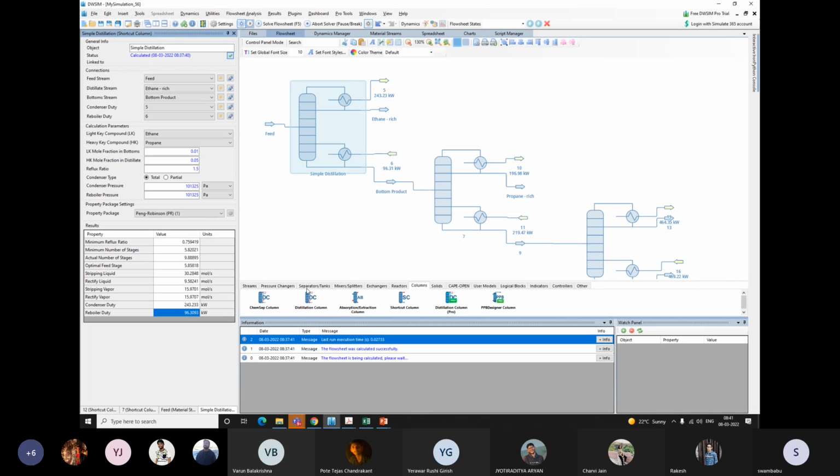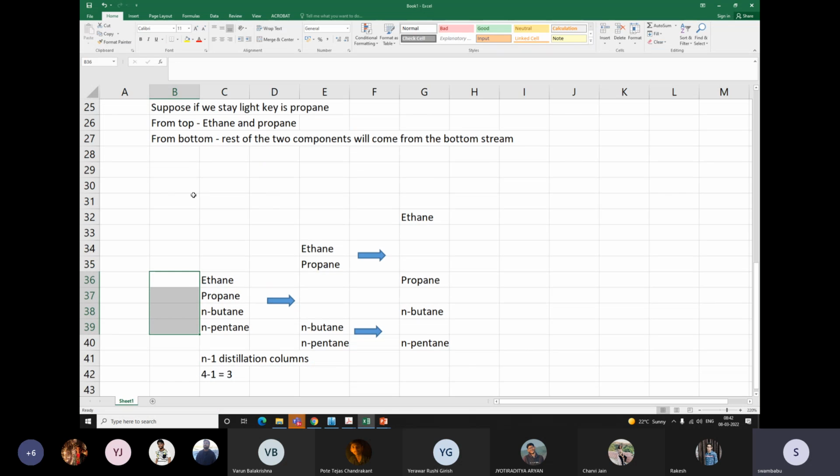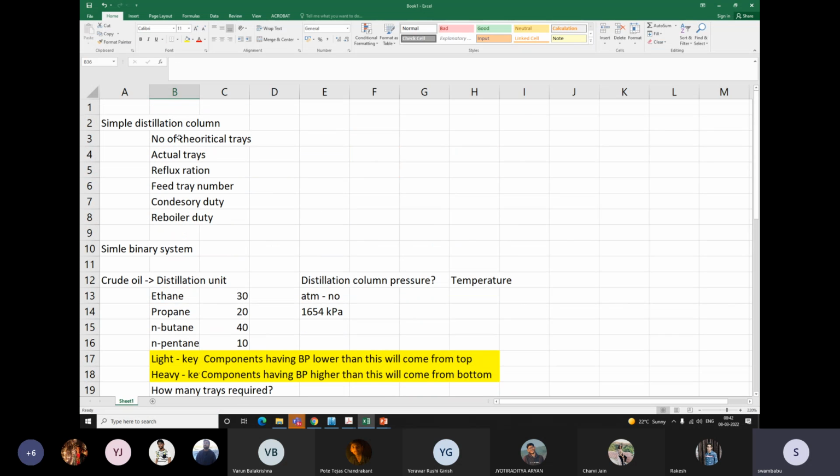So this is about the shortcut column. There is another option in this process simulation software, DWSIM, which is the distillation column. Right now we're only getting this information. But suppose we want to know what is the temperature at each tray. Temperature at each tray, we wanted to know.